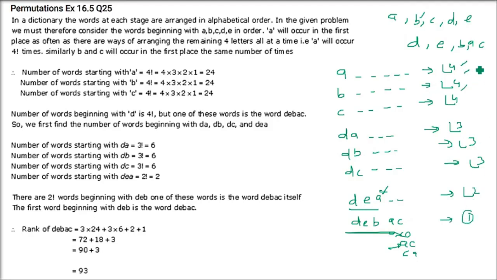So now add 4, 4, 4, that is 24, 24, 24. So multiply 24 three times. Now 3, 3, 3, that is 6, 6, 6. Multiply three times. And then you have 2 here, and then you add 1. So 3 into 24, 3 into 6, and 2 into 1. This is going to be the answer.